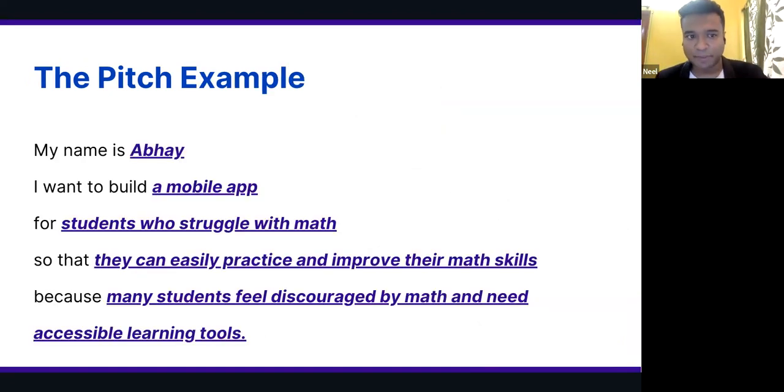Again, my name is Abhay. I want to build a mobile app for students. For is who are your target audience? So that what is the desired outcome? They can easily practice, improve their math skills because what is the current gap? What is the problem they are facing? What is the pain point currently it is?